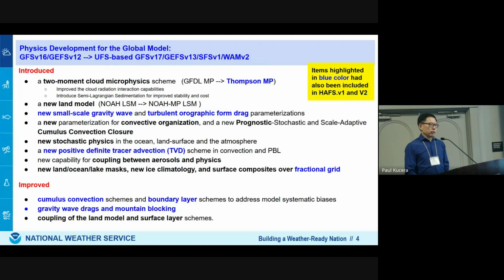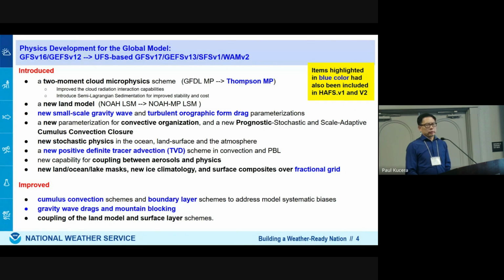We replaced the Noah land surface model with Noah-MP, and developed new small-scale gravity wave, turbulent orographic, and form drag parameterizations. We updated the scale-aware convection and the probabilistic mass flux parameterization, and also have the new stochastic physics in ocean, land, and atmosphere, and a new positive-definite tracer advection scheme. We also have the aerosol-aware cloud radiation capability, which has been turned on in some applications.